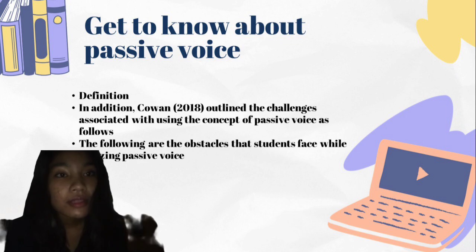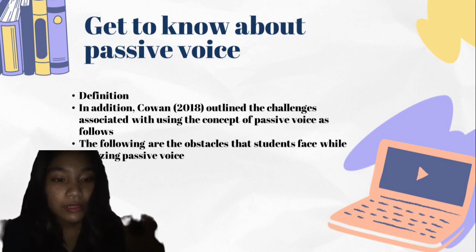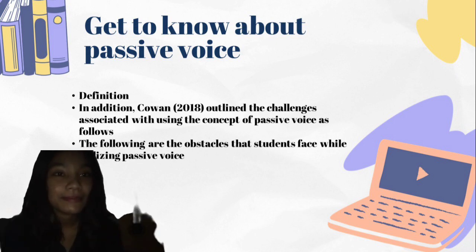And the last is the verb change. Students may not utilize the past participle form of the main verb. The construction of passive voice involves changing the tense of the verb to be, which is then followed by a past participle. For instance, the song is sung by me.